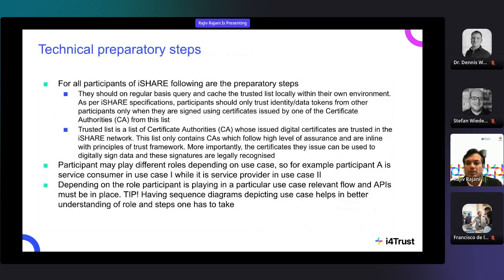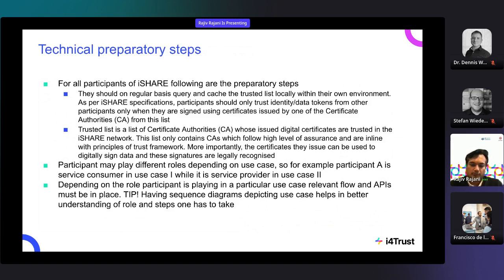There are some preparatory steps when you are actually implementing and running any test using the iSHARE mechanism. There are some steps which all participants of iSHARE need to take. The first one is that iSHARE also issues, via its satellites, a trusted list. There is an API which you need to call. It gives you a list of all the CAs whose issued certificates are trusted within the network. These are carefully selected CAs based on various parameters which enable trust in the network.